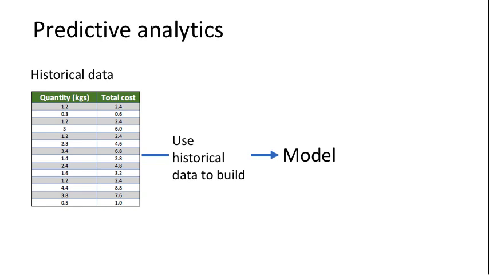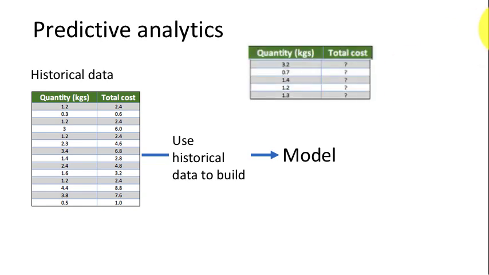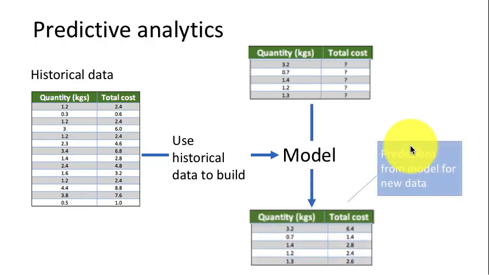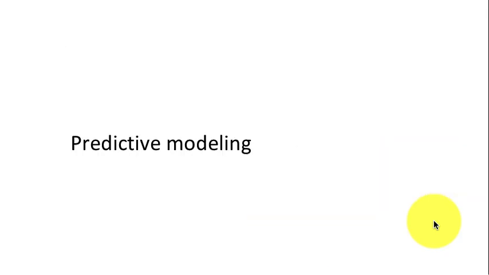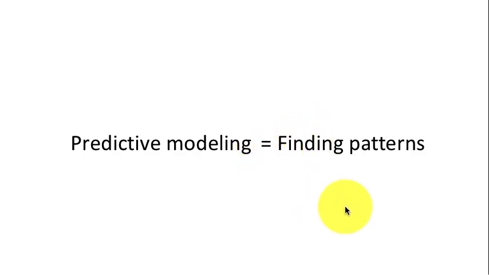So you can use that model to make predictions for the future, right? So here come 4 cases for which you don't know the value. You can now apply the model and arrive at your predictions. Okay, so these are predictions from the model for the new data. So predictive modeling, at the core of it, is nothing but finding underlying patterns. That's it. Let's understand a little more about what we mean by these terms.